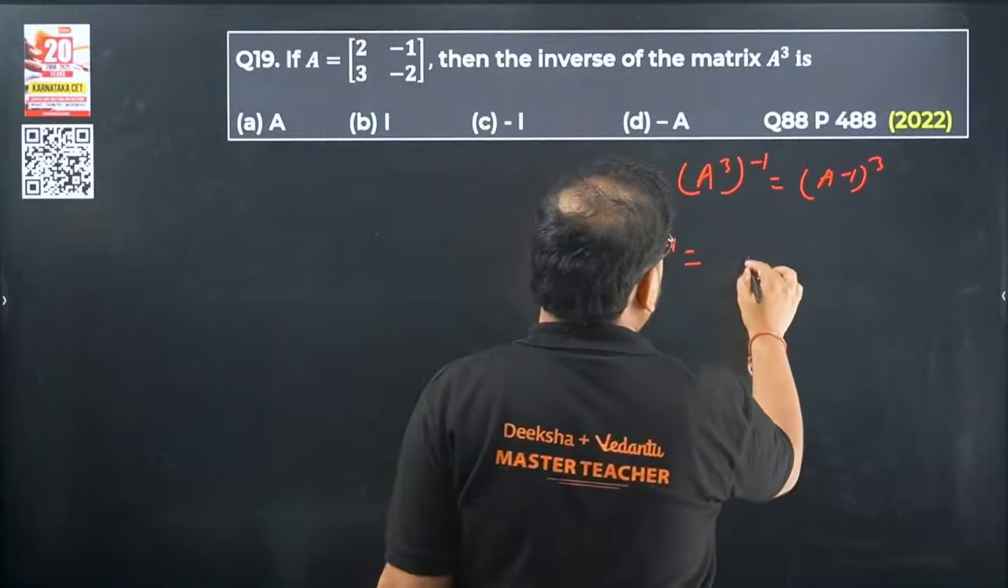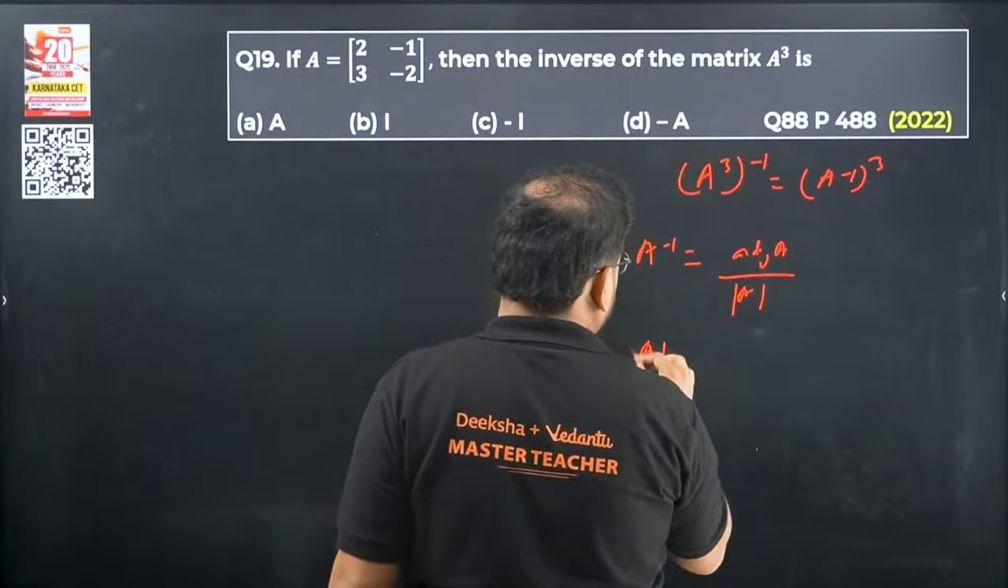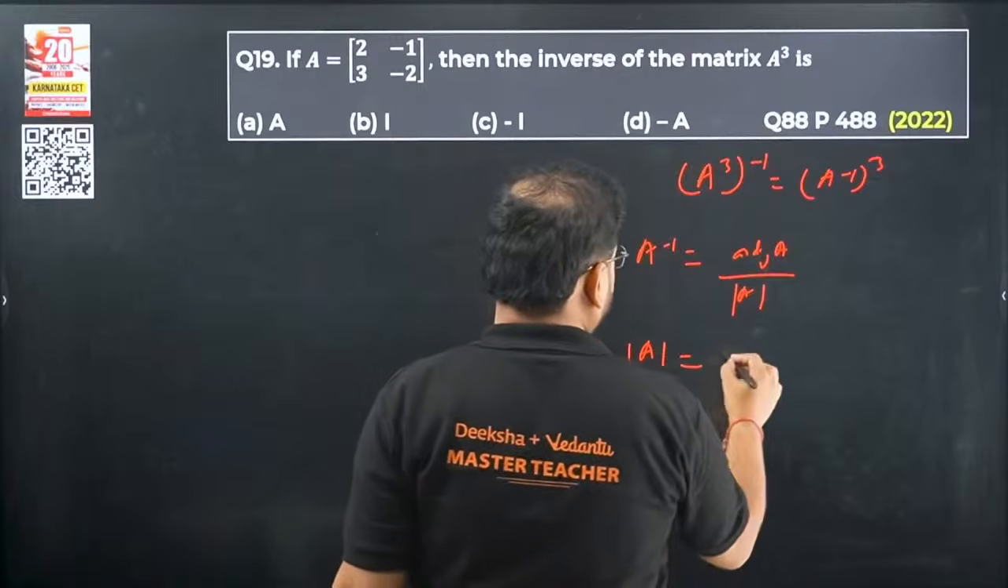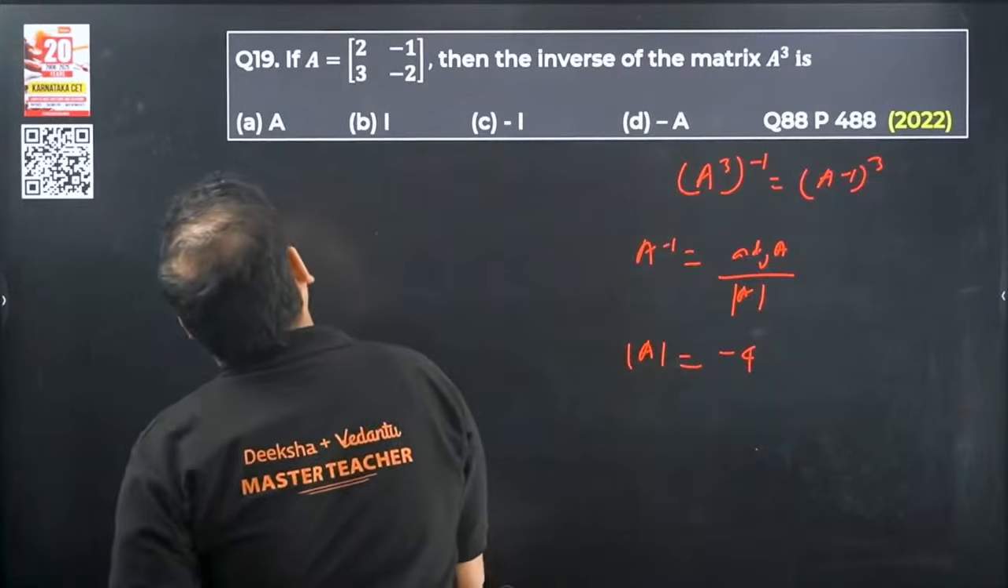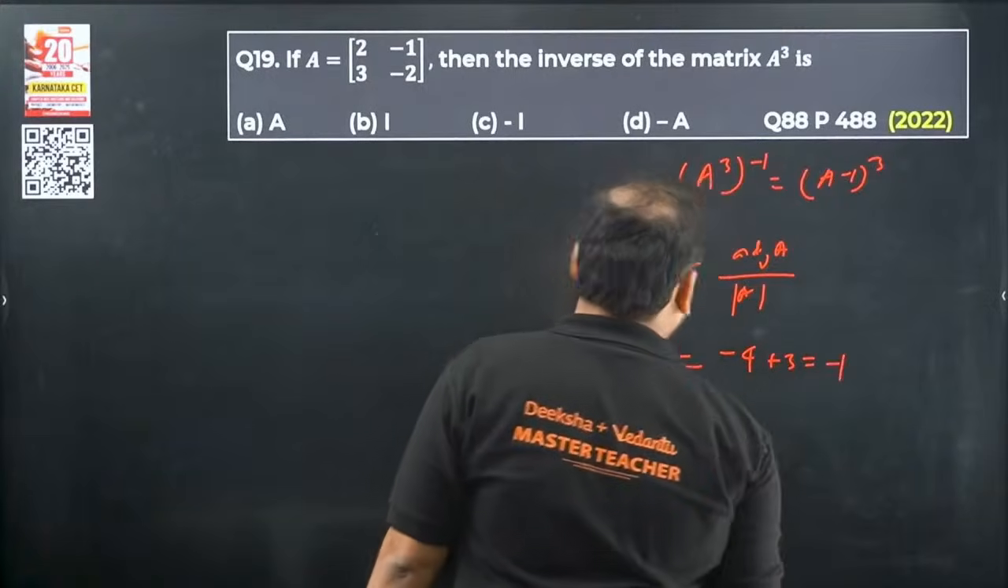Inverse of A will be what? Sir, the formula. Write the formula. Determinant of A you find first, sir. Minus 4, minus 4, minus 4, plus 3, minus 1. Adjoint.